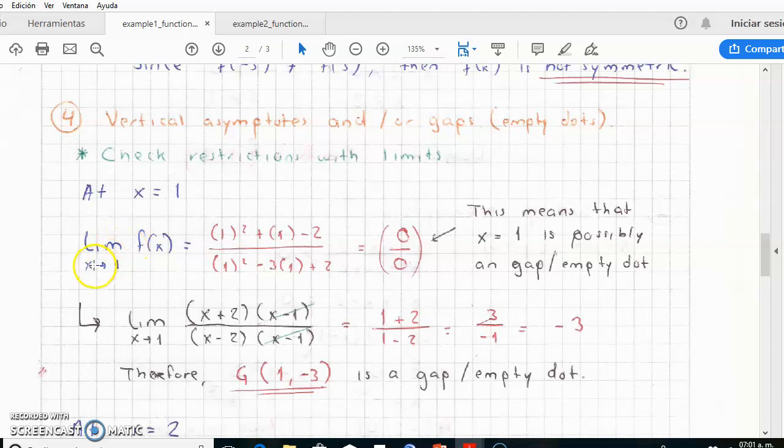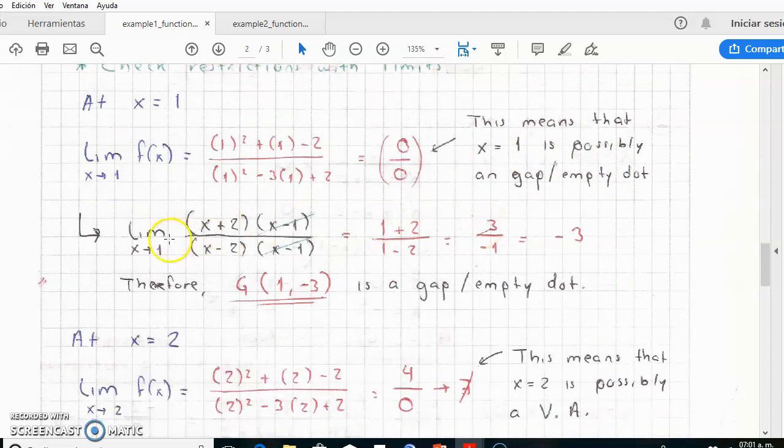We analyze the limit as x approaches 1. We evaluate that, and we obtain 0 over 0. That means that x equal to 1 is possibly an empty dot. And then we need to factor the function, so we have (x plus 2) times (x minus 1) in the numerator, and (x minus 2) times (x minus 1) in the denominator. Simplify, evaluate again, so you have minus 3. So therefore, the empty dot or gap, you can change the letter, I just put g, will be (1, negative 3), and that's going to be an empty dot.